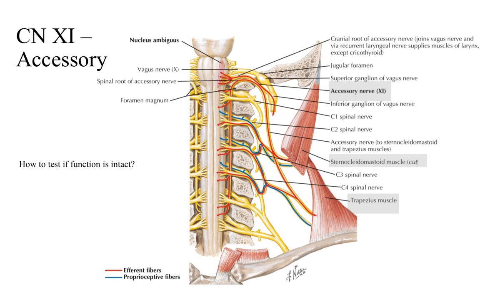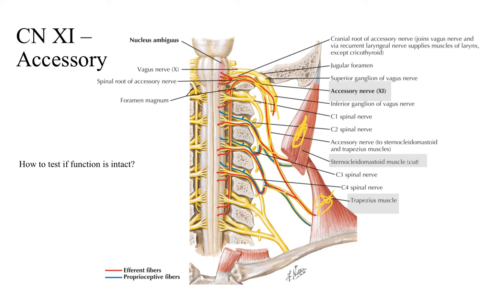So here's our accessory nerve coming out right here. It's got one branch, and it's going to be joined by other branches as well. It's going to the trapezius muscle and to the sternocleidomastoid muscle, causing those to contract. Remember, the trapezius muscle is involved in shoulder movements, and the sternocleidomastoid is involved in head movements as well as being an accessory muscle for breathing.